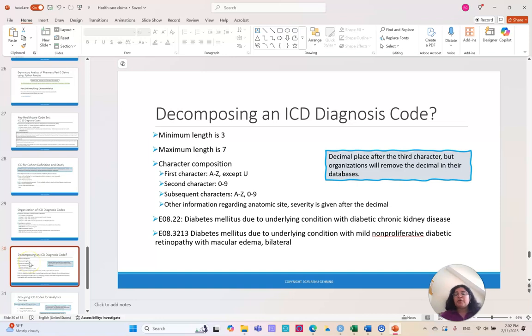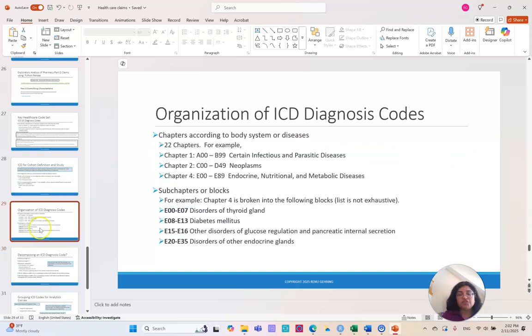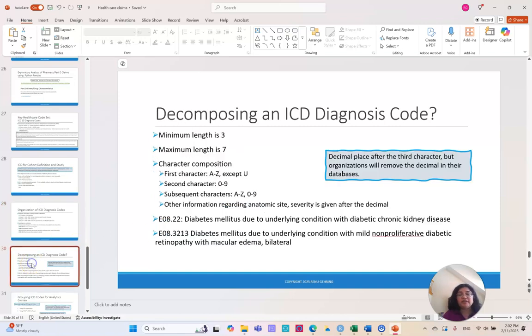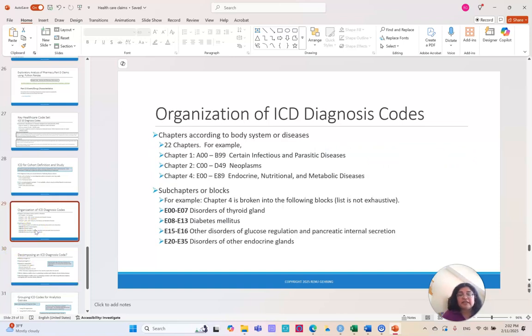So, let's now decompose an ICD diagnosis code. The minimum length of a valid ICD diagnosis code is 3, so E08, E13. The maximum length is 7. There is a decimal place after the third character, but organizations sometimes will remove the decimal place from their databases, so it will read like E0800, something like that.